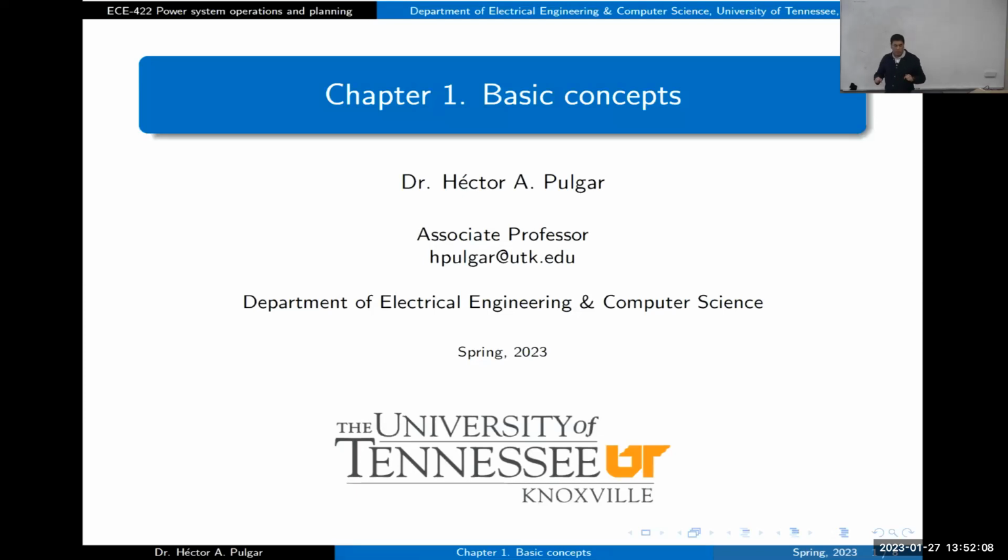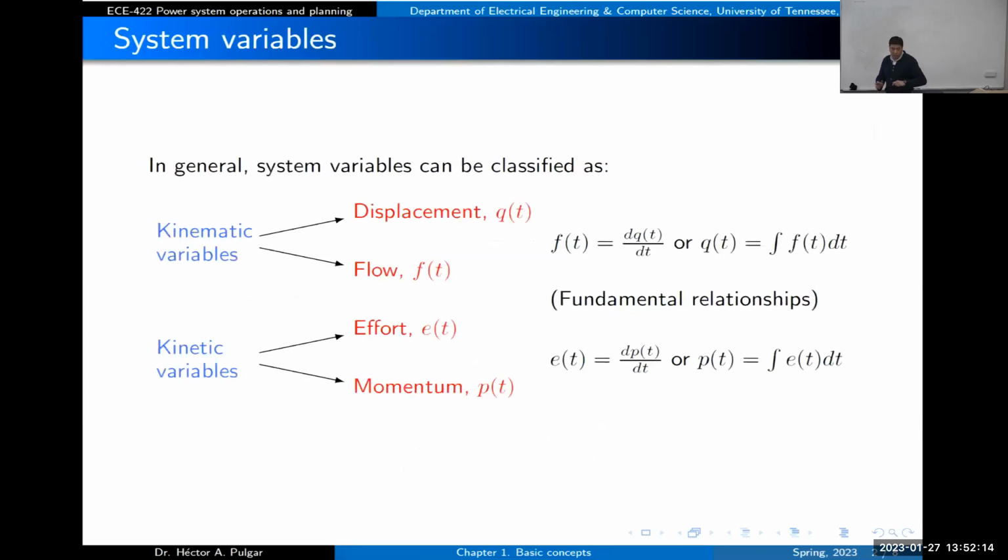Okay, so we will continue. We talked already about the basic concept. We will go very quickly over this again. So the system variables can be classified in kinematic and kinetic variables. Kinematic are going to be displacement and flow.